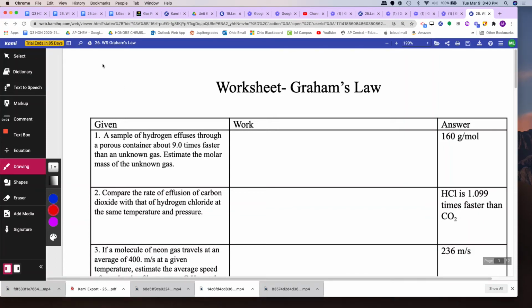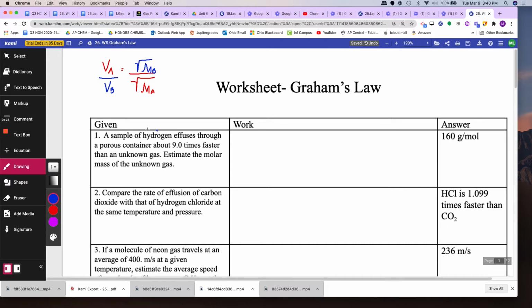So the formula for Graham's law is the velocity of substance A is inversely proportional to the molar mass of substance A. You can compare that with the rate of substance B, or the velocity of substance B, which is also inversely related to the molar mass of substance B. Let's do number one together.